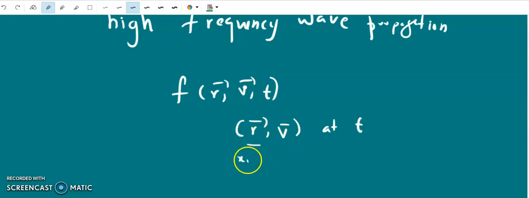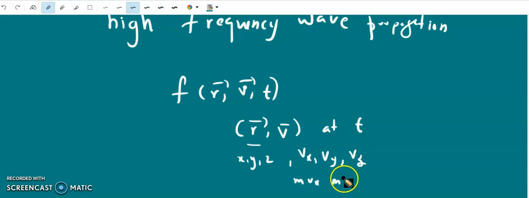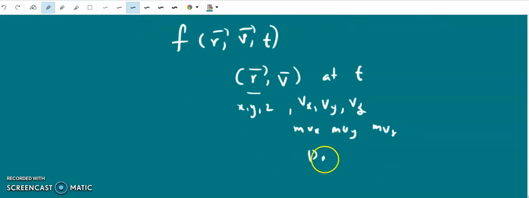There are 3 position coordinates x, y, z, and 3 velocity coordinates, or momentum coordinates. If we multiply the velocity by the mass, we get momentum: mvx, mvy, mvz. So these are px, py, pz. So this is a phase space with position and momentum components. Here in the kinetic theory we use a particle velocity distribution function f of r, v, t, and this gives the density of the particles in this 6-dimensional phase space.